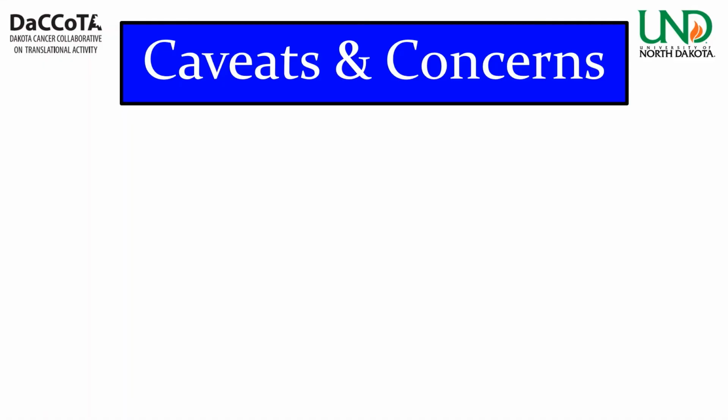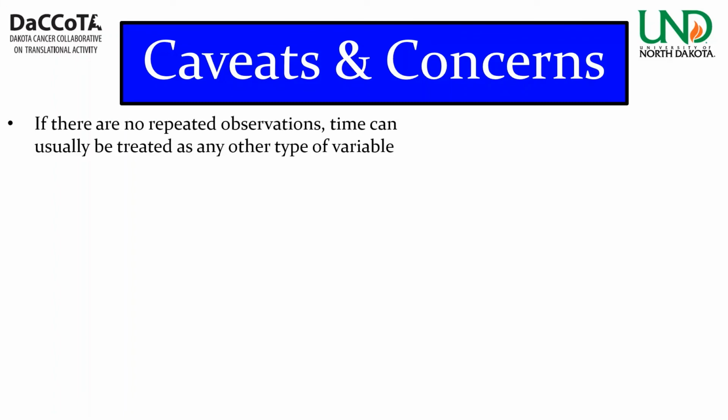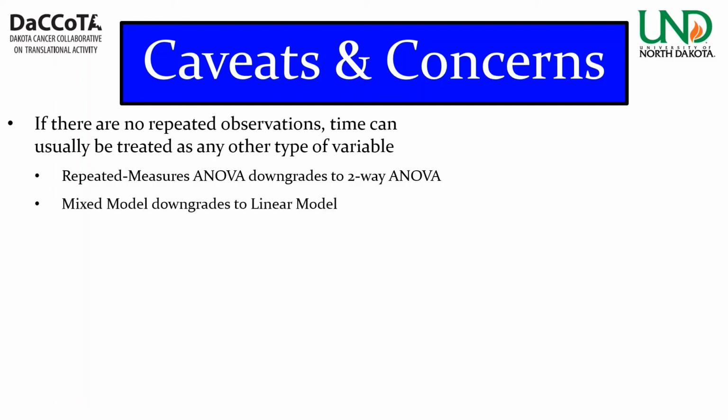Whew. Done with code examples and on to caveats and concerns. Number 1, if there are no repeated observations, time can usually be treated as any other type of variable. That is, for repeated measures ANOVA, if you don't actually have repeated measures, you can downgrade it to a simple two-way ANOVA where time is one factor, and your grouping, like treatment or control, is your other factor. And then mixed models could be downgraded to linear models, assuming it's normally distributed and you can use a normal distribution.